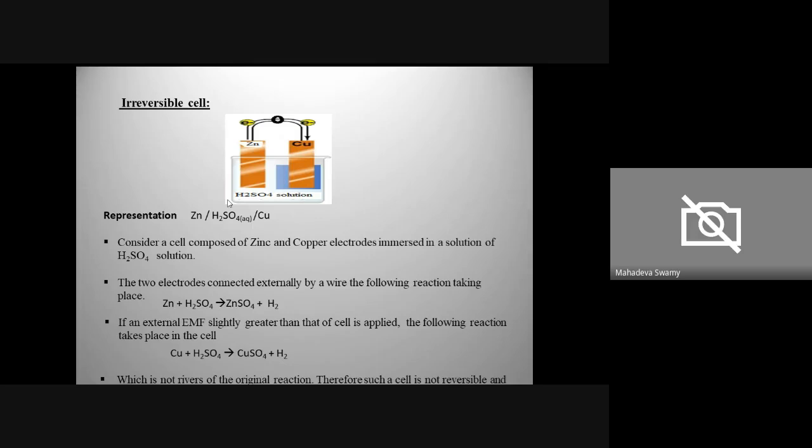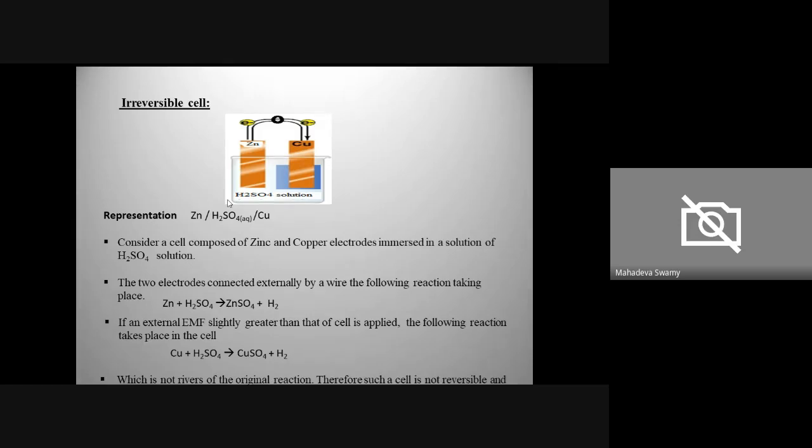What happened? It is not the reverse. Zinc sulfate converting again into Zn and H2SO4 is not possible. So that's why, if you give excess EMF to the cell, the other electrode reaction is faster compared to the actual reaction, which is not the reverse of the original reaction. Therefore, such a cell is not reversible and thermodynamic principles cannot be applied to it. Hence, this is an irreversible cell. We call this type of cell an irreversible cell.